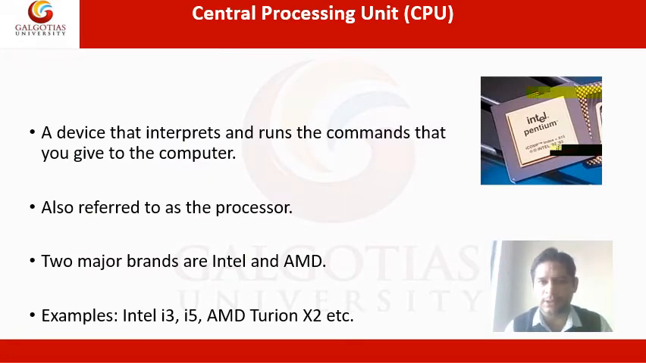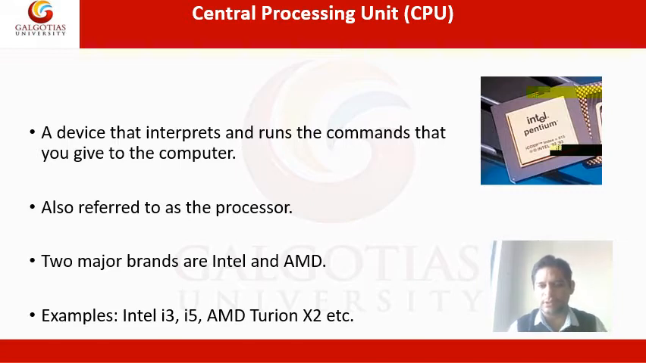So we discussed another part of the computer system called the central processing unit, CPU. Now I will define what a CPU is. The CPU is a device that interprets and runs the commands that you give to the computer system. What it means is that your computer system will require some data, some commands, and then it will work on those things. The component that will process those things is called the processor, or central processing unit. It is also referred to as the processor.